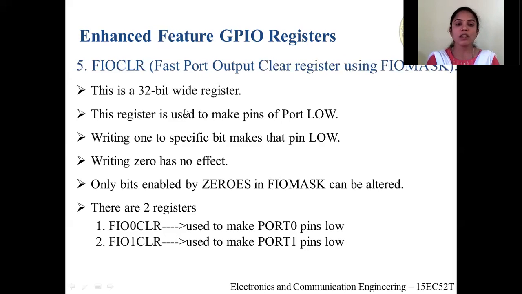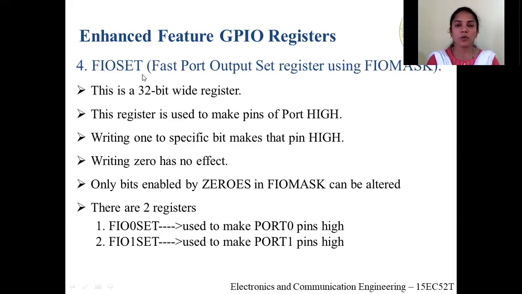So before using FIOSET on port pins, you have to configure value 0 on those pins by using the FIO mask register. There are two FIOSET registers: FIO0SET is used to make port 0 pins high and FIO1SET is used to make port 1 pins high.